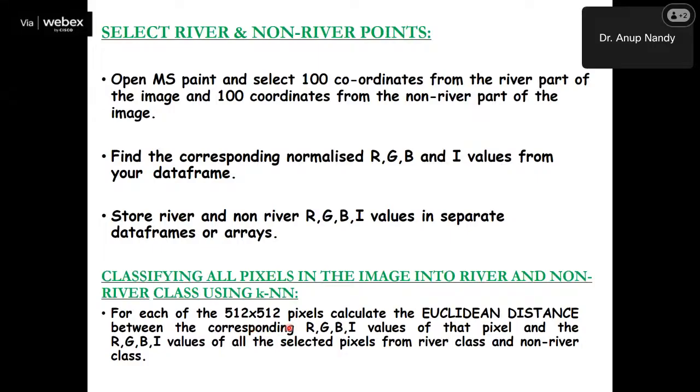Just see, corresponding to the RGBI values of that pixel. I mean, this image that you are going to choose is called the test image. Because you have to choose a test image, and all the pixels which you have already stored for the corresponding class. And this is between the corresponding RGBI values of the pixel and these RGBI values of all the selected pixels from the river and non-river class, which you have already extracted and stored in a data frame.